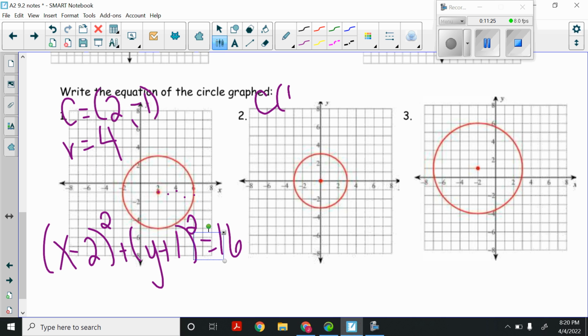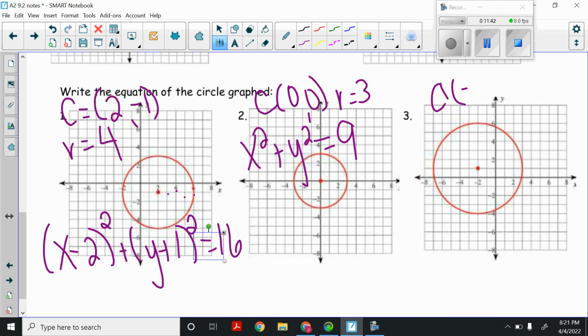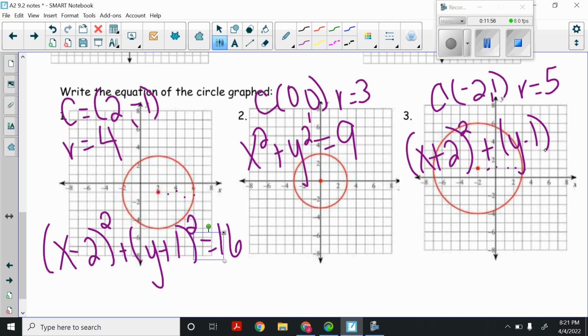Number 2, the center is at the origin, (0, 0). My radius is 3. So my equation, x squared plus y squared equals 3 squared, 9. Number 3, my center is the point (-2, 1). My radius, let's see, 1, 2, 3, 4, 5 is 5. So my equation, (x + 2) squared plus (y - 1) squared equals 5 squared, 25.